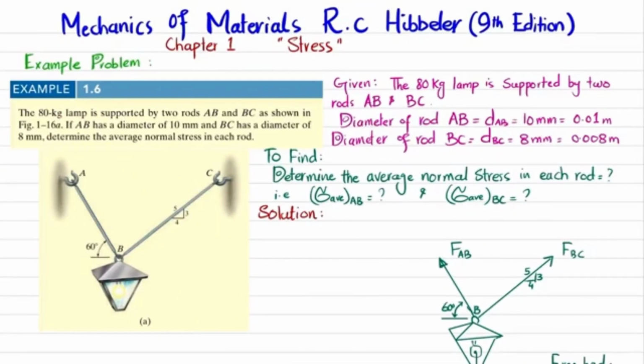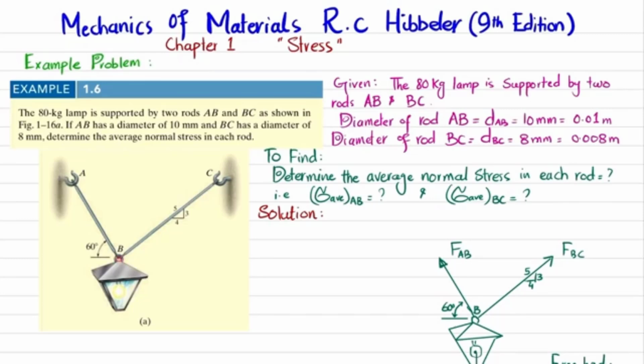Welcome back. Problem example 1.6. This problem is taken from chapter number 1, Stress, and the book name is Mechanics of Materials by R.C. Hibbeler, 9th edition. The statement is: the 80 kg lamp is supported by two rods AB and BC shown in the figure. If AB has a diameter of 10 mm and BC has a diameter of 8 mm, determine the average normal stress in each rod.